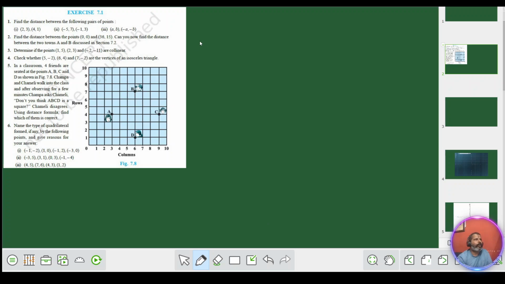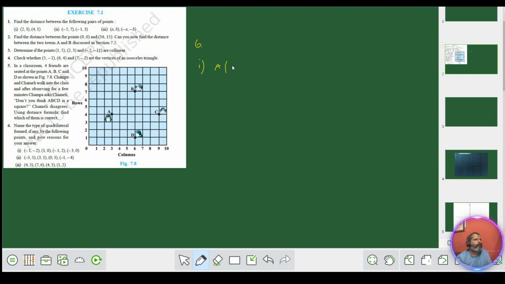The sixth question here: name the type of quadrilateral formed. They are given 4 points, and we have to find what type of quadrilateral these points form. So we can assign the given points to A, B, C, D. Let's assign them and find it. Again, I'm not solving fully because it's a straight formula substitution.